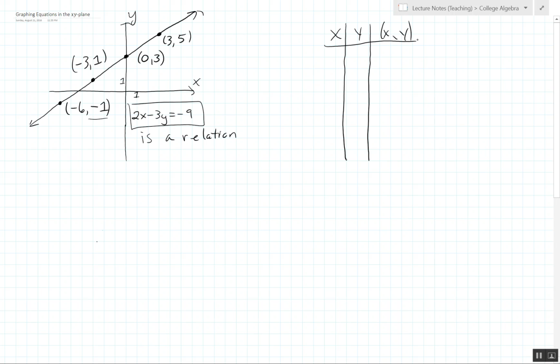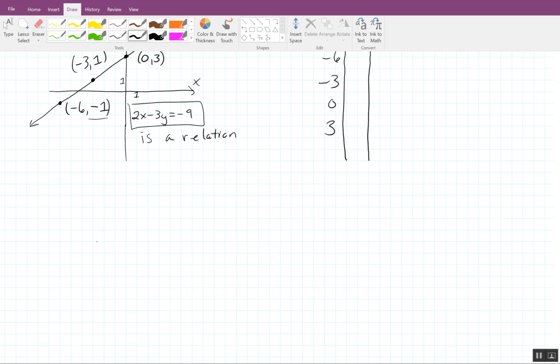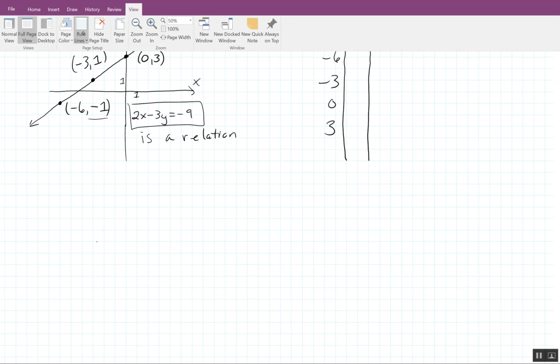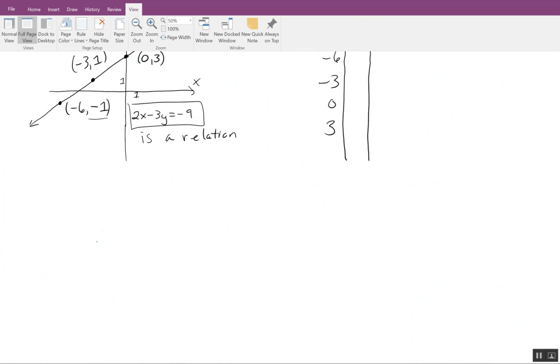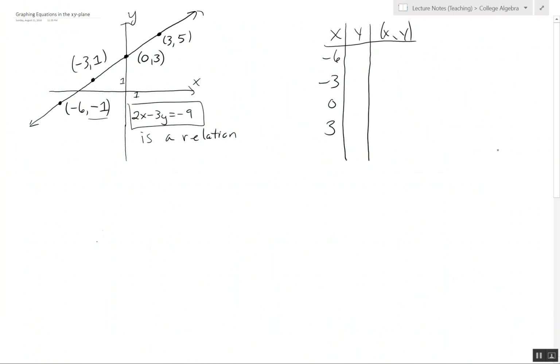And so notice that the x-coordinates of the points that I graphed were negative 6, negative 3, 0, and 3. And I'm going to get rid of this grid here for a minute. So I think, at least for me, it makes it easier to see. So now we need to figure out the corresponding y-coordinates.